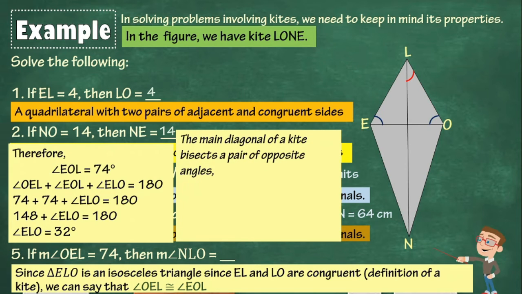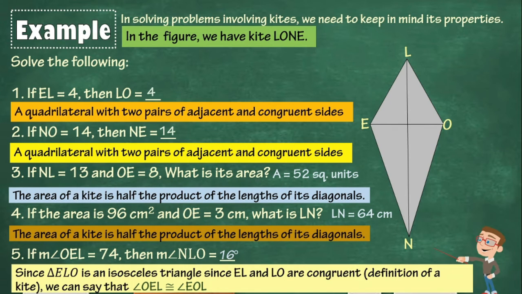The main diagonal of a kite bisects a pair of opposite angles. This is just one property that we had a while ago. Applying this in our problem, angle NLO is equal to 1/2 of angle ELO. So with that, the measure of angle NLO is equal to 16 degrees. There you have it. I think it's just easy.